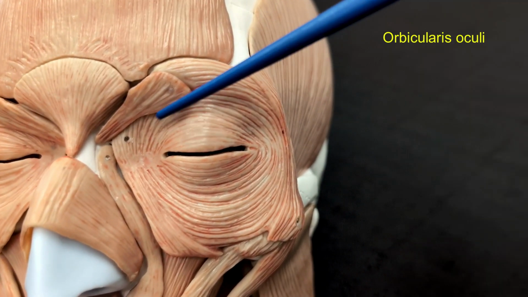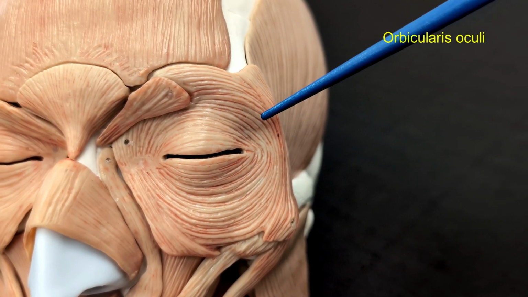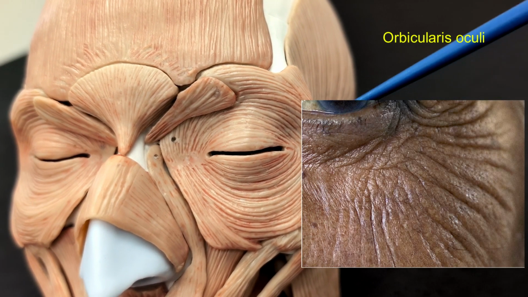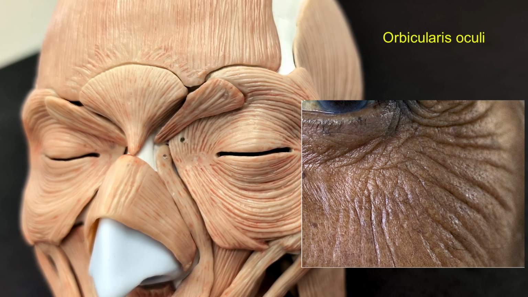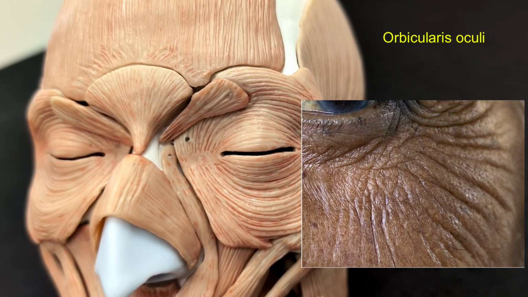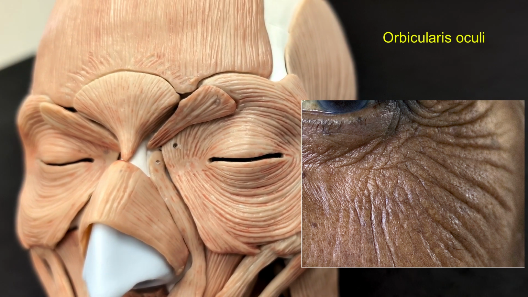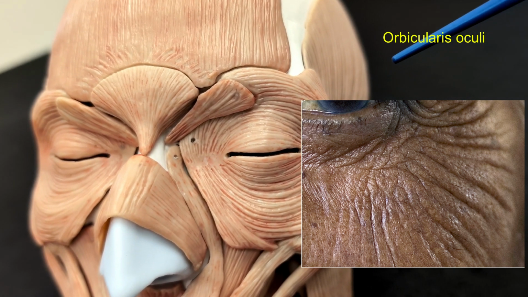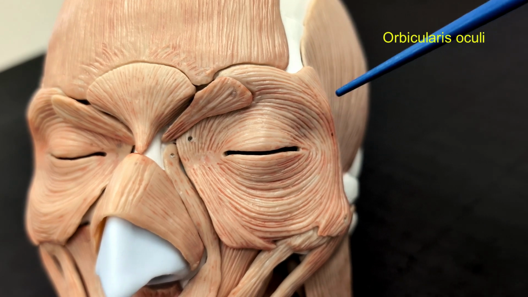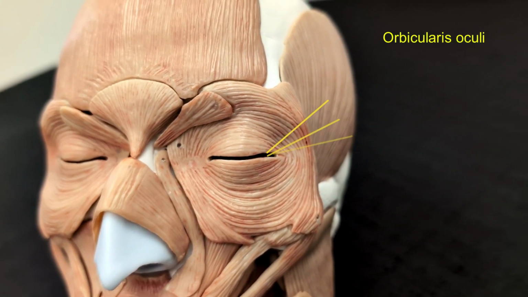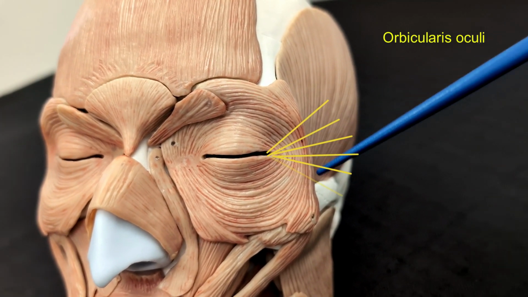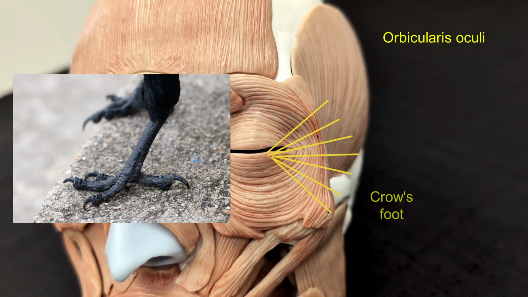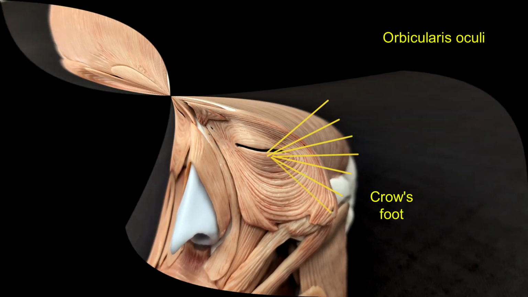Another point about Orbicularis oculi muscle is that it causes wrinkles on the lateral angle or lateral canthus of the eye. Wrinkles in general are usually formed on the skin in a perpendicular direction to the direction of muscle fibers. So in this case, the wrinkles that arise from the lateral angle of the eye are spreading radially in that manner, and this is called the crow's foot.